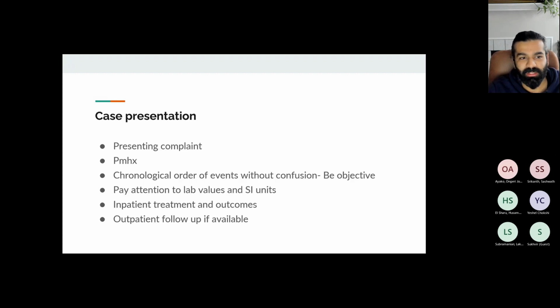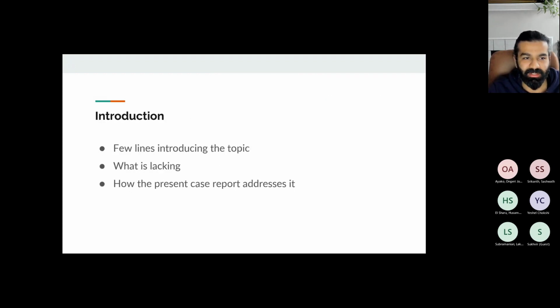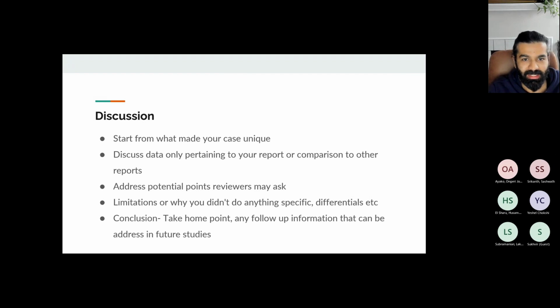So you have written your case presentation, then you go about your introduction: a few lines about the topic, what it is lacking, and how your case is addressing it. That is important. And then you write your discussion. Always, in the first paragraph, make sure to say what made it unique. Then you discuss data that is only in your case.